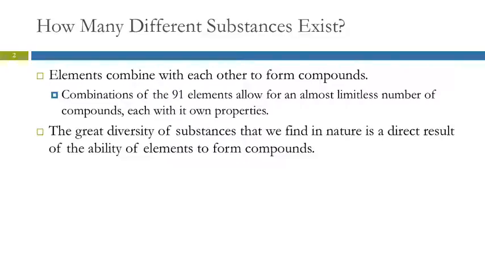So the diversity of substances that we see in nature reflects the ability of elements to form compounds. If elements didn't form compounds, there would only be 91 different substances. And that wouldn't work out for life very well.